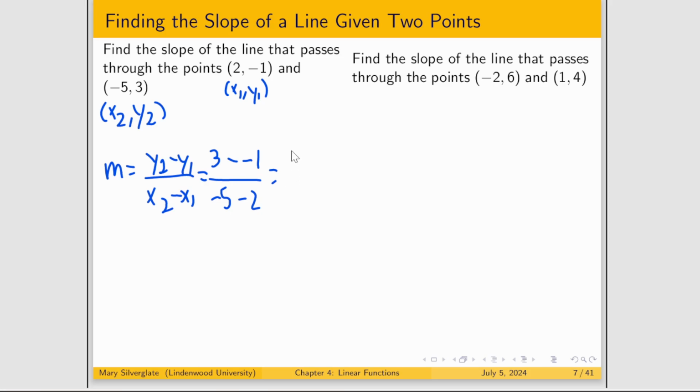3 minus negative 1 becomes positive 4. Negative 5 minus 2 is negative 7. Had you flipped it the other way around, you would have gotten the same answer, and I just want to prove that to you real quick.